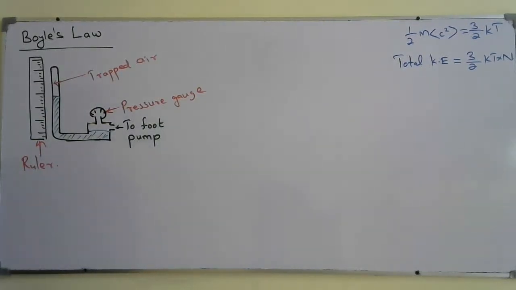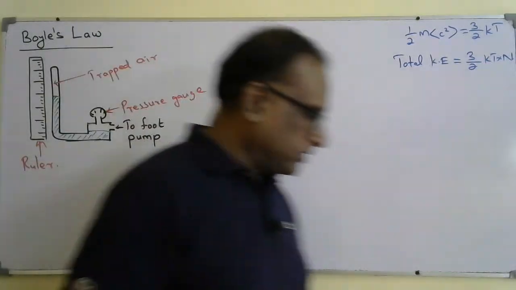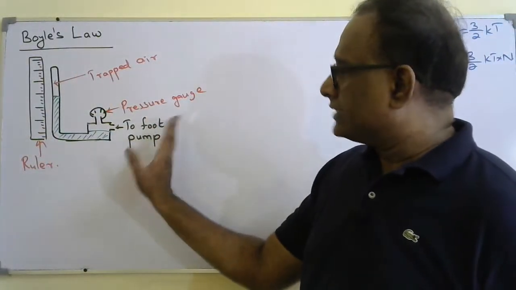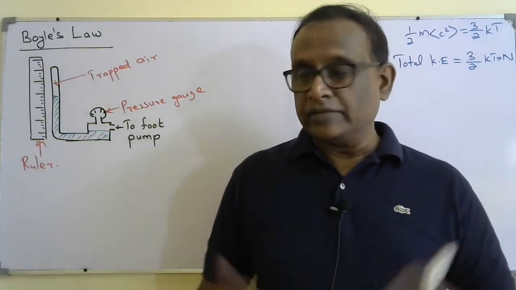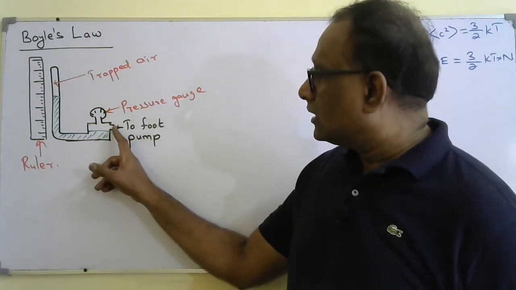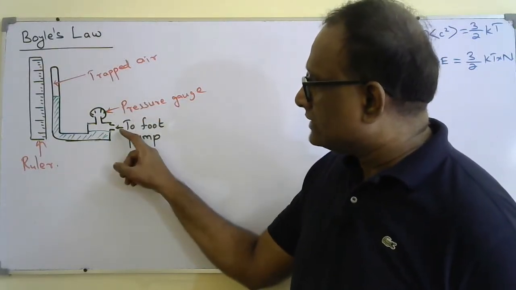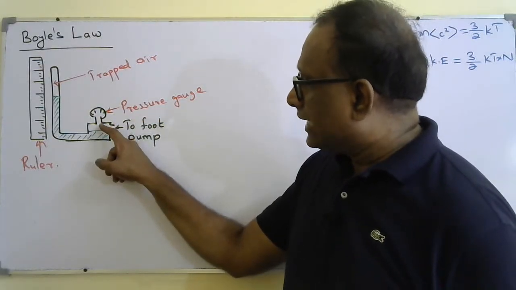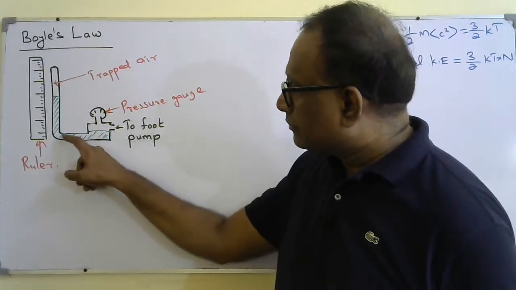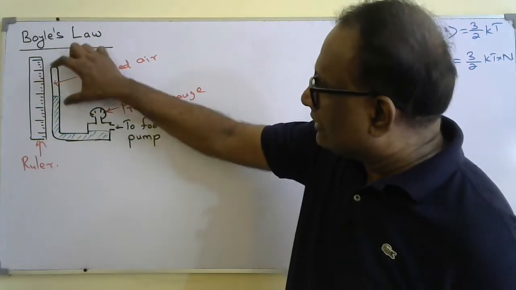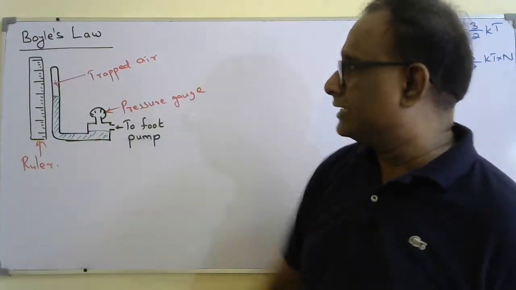Okay, so verifying Boyle's law is not an issue. We have to use the Boyle's law apparatus. This is the standard Boyle's law apparatus. You can't make it, you have to buy it. There's a terminal through which we can use a foot pump to insert air into it. The air that is inserted will compress the liquid. There's a liquid inside, so when it compresses, it will compress the trapped air here.